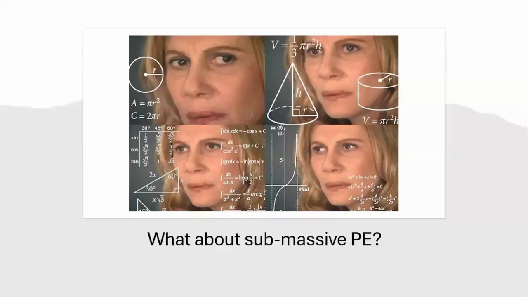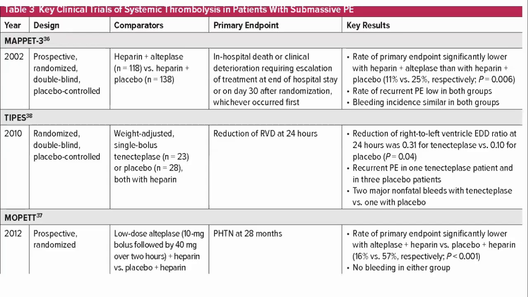So now that we've spoken about massive PE, where thrombolysis is absolutely the standard of care, and low-risk PEs, where we anticoagulate, what do we do about the submassive PE group, where they have evidence of PE, they have evidence of right ventricular dysfunction, but they're not hypotensive, they're not requiring vasopressors, they're obviously not in a cardiac arrest? So what do we do with them? And this is where a lot of research is happening.